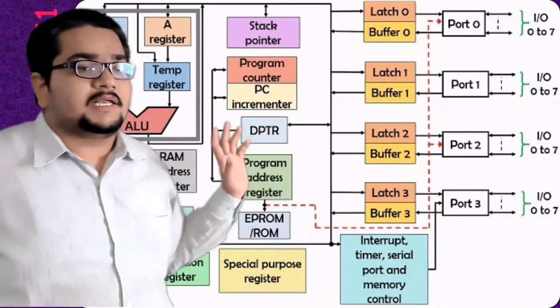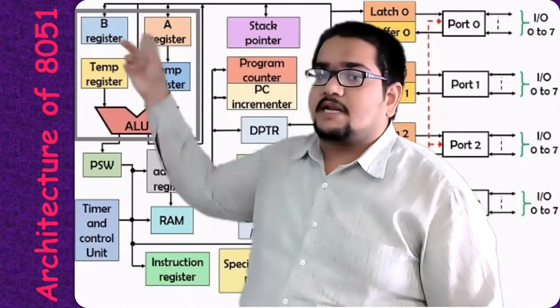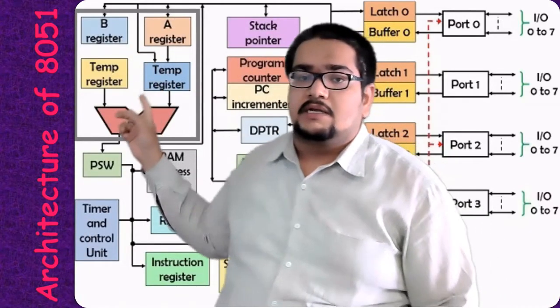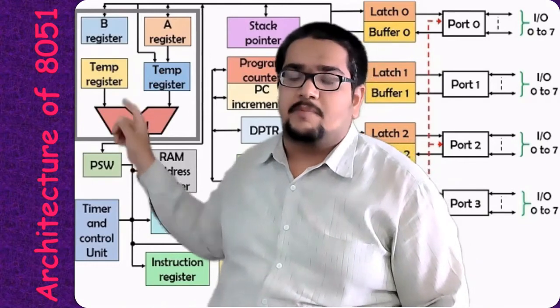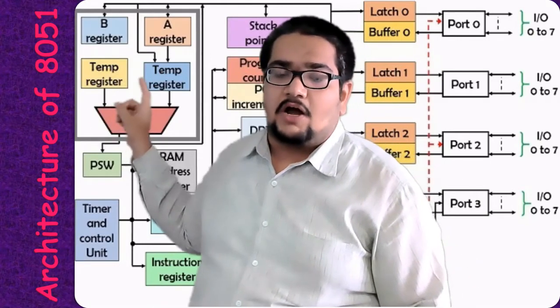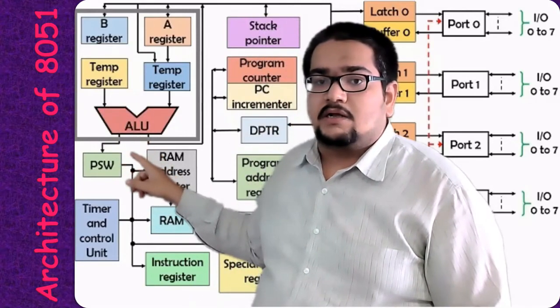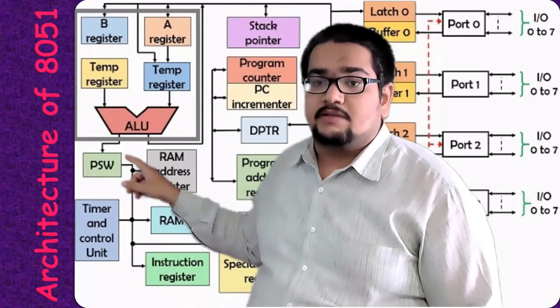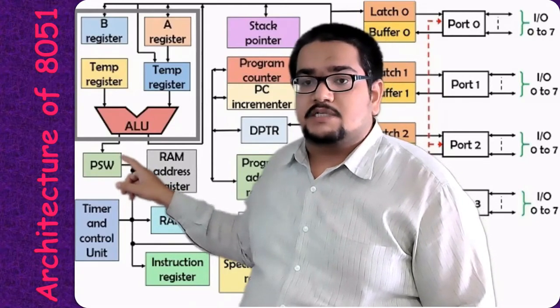Apart from the ALU, accumulator and register B, two temporary registers are available. As we have seen, the ALU has to access the data and operate on it. These temporary registers will contain the data which has to be operated on. And the immediate outputs coming out of the ALU are connected to one particular block. This block is the program status word.